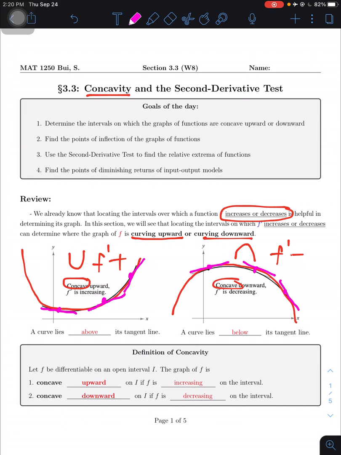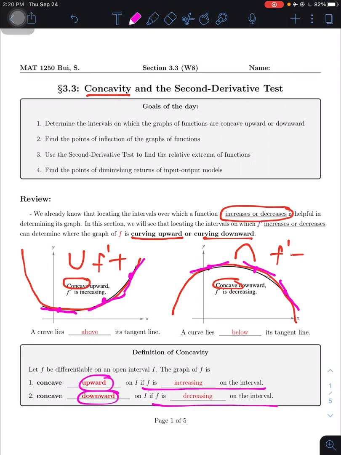So what does this mean for concavity? Let f be differentiable on an open interval I. The graph of f is concaving upward if f prime is increasing on the interval, and it's concaving downward if f prime is decreasing on that interval. My bad, there's supposed to be a prime in here, so I'm going to fix it really quick.